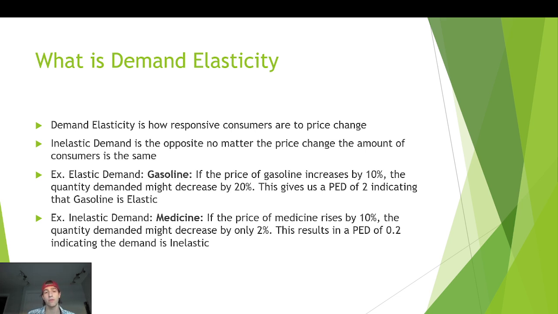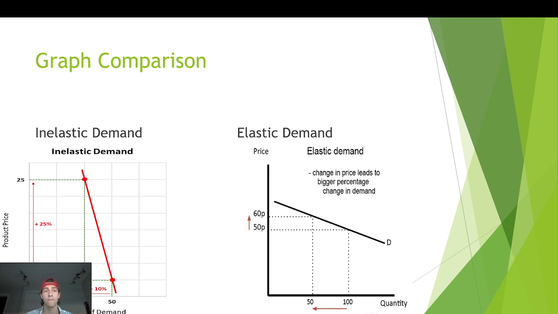So here we have two examples. One is gasoline. If the price of gasoline increases by 10%, the quantity demanded might decrease by 20%. This gives us a PED of 2, telling us that gasoline is elastic because there's a big change when the price increases. But if you take something like medicine, as in our second example, if the price of medicine rises by 10%, the quantity demanded might decrease by only 2%. This results in a PED of 0.2, indicating that the demand is inelastic. So that means the number of people who buy it won't change much depending on the price increase.